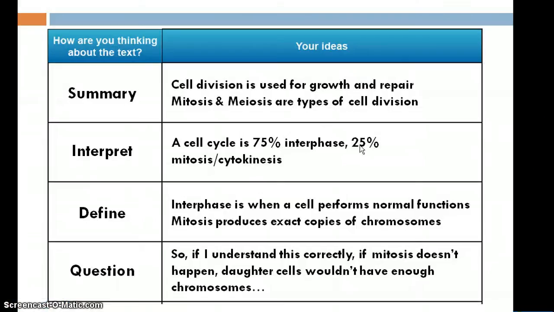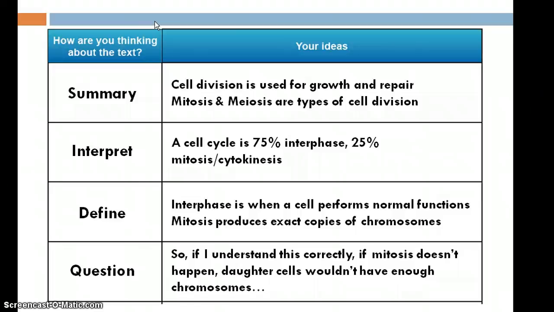And now we're going to come back here, and here's what I took from the text. I obviously summarized. I gave 2 main ideas of the summary, what cell division is and used for, and then the 2 types of cell division. I interpreted the big pie chart, the figure in the middle, and so the cell cycle is 75% interphase, 25% mitosis and cytokinesis. I defined interphase, I defined mitosis. And lastly, I asked myself a question to make sure I understood the material correctly.